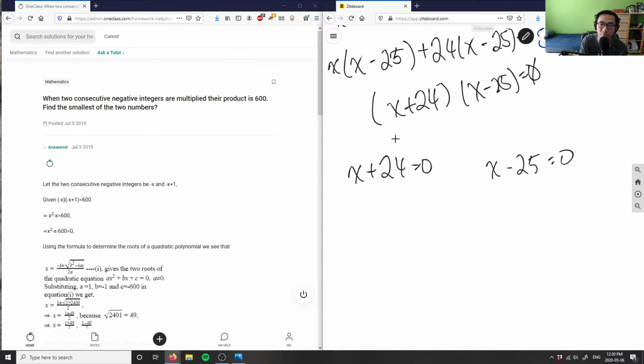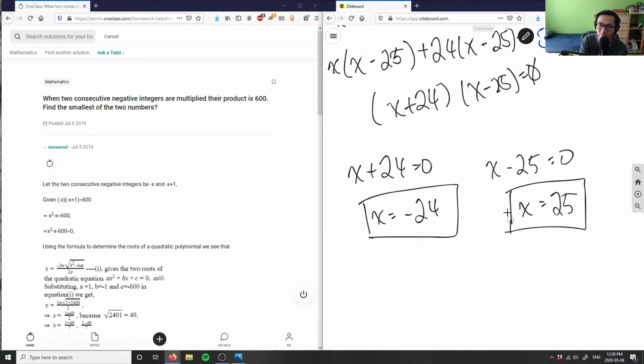I'm going to solve the left one first. So move 24 to the other side, which makes negative 24. And for the x here, I'm going to move 25 to the other side, which means I would get positive 25. So x equals negative 24 and x equals 25 are my answers.